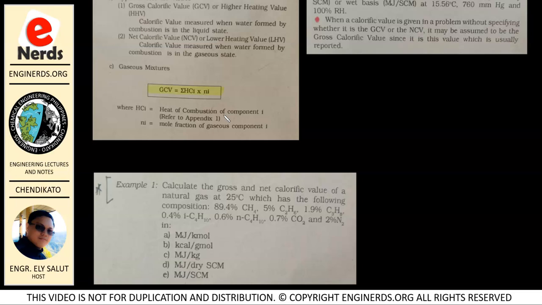Okay? Since we are using this book, it's better that we get the values from here. Of course, the heats of combustion of each component can also be found in other reference books. Ni is the mole fraction of the gaseous components. So, to get the GCV, the gross calorific value, we need to get the summation of the product of the HC, which is the heat of combustion, and the mole fraction of our gas components, right?